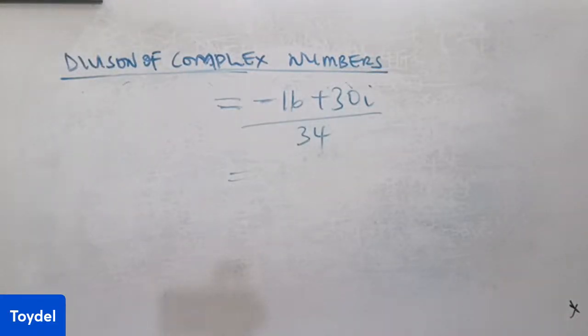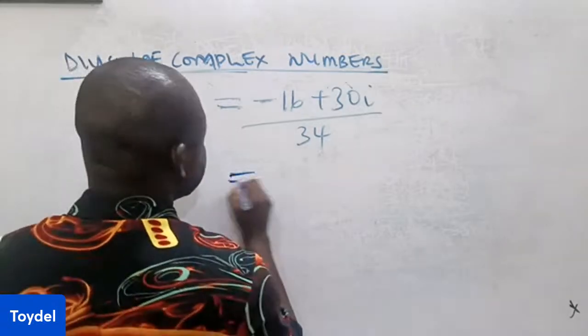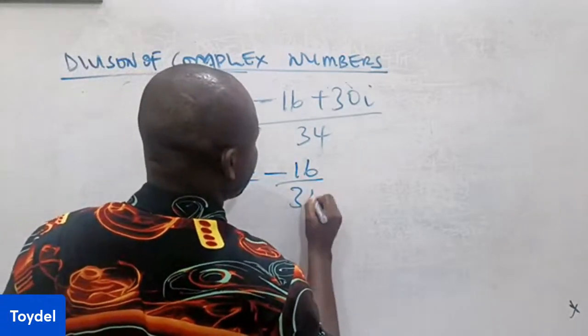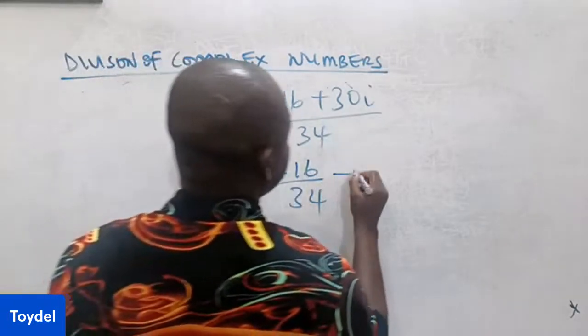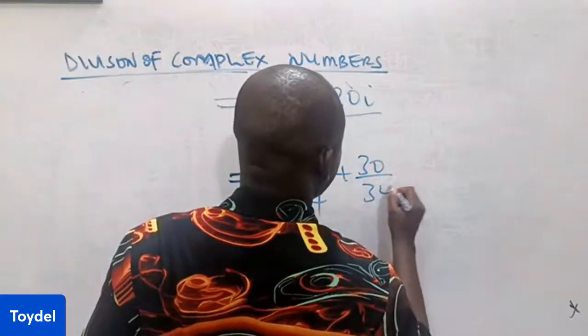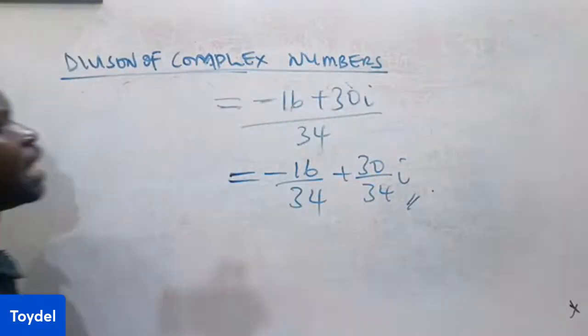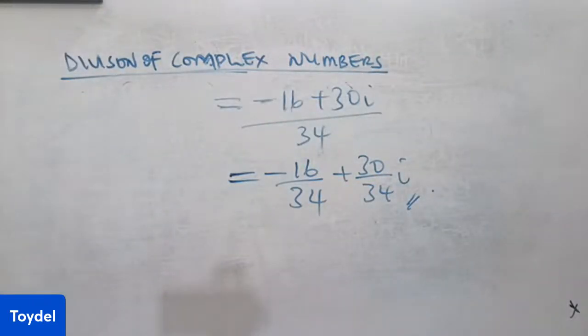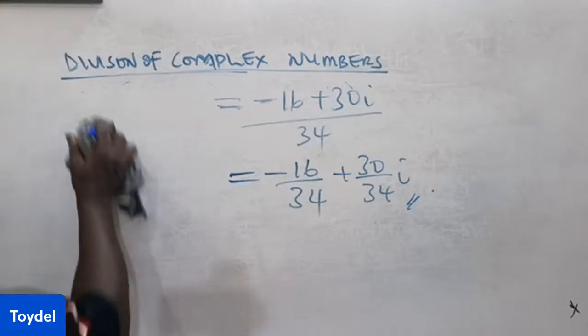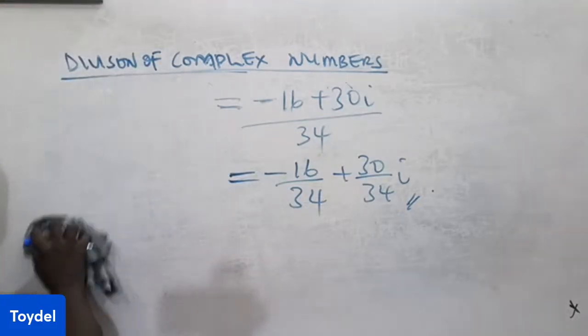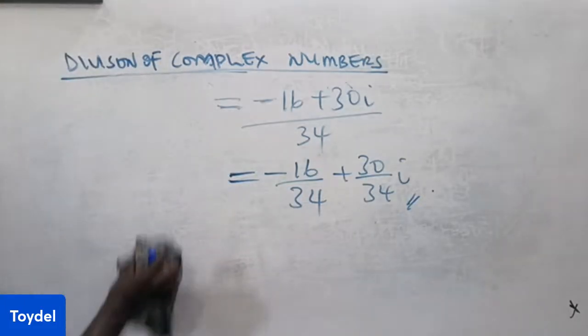You can split it as minus 16 over 34, then plus 30 all over 34i. It's still the same thing. So either you leave it as minus 16 plus 30i all over 34, or you decide to split it. It's still the same thing. So under division of complex number, we make use of conjugates. Conjugate complex number, which I've introduced. That's what we're going to get.